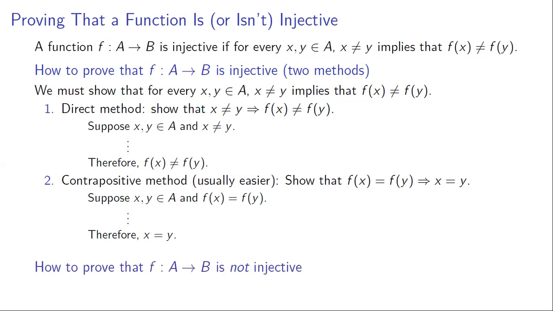Okay, now how to prove that a function is not injective? So this is easy. It's finding a counterexample, right? So what does it mean to say that a function is injective? It means that if x is not equal to y, then f of x is not equal to f of y. Well, to disprove that, you would find x and y in A such that x is indeed not equal to y, and yet f of x is equal to f of y, right? So in other words, disproving the injective property, or proving that a function is not injective.